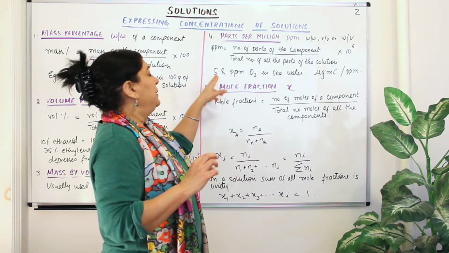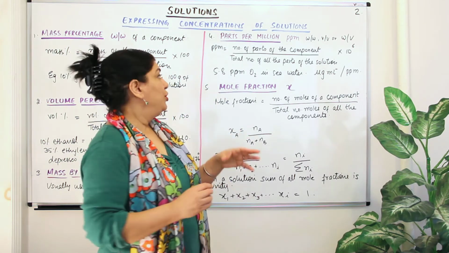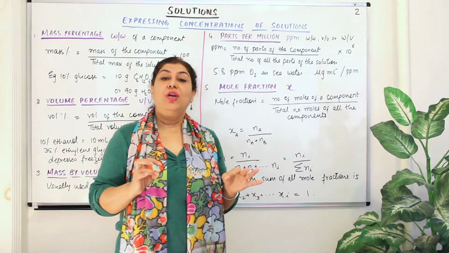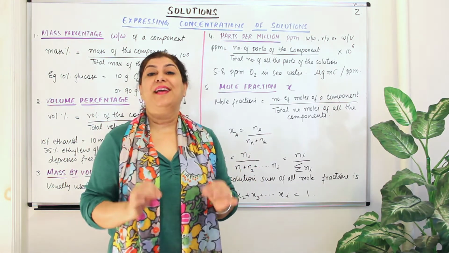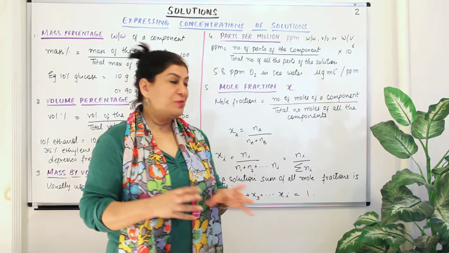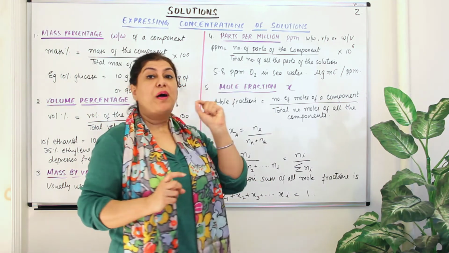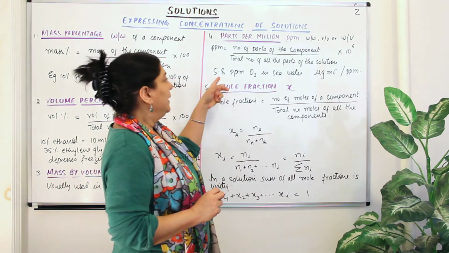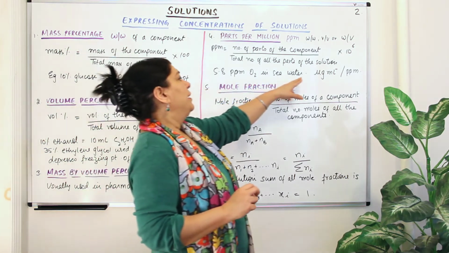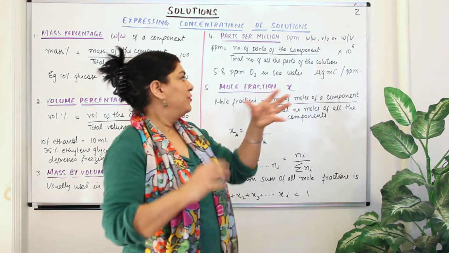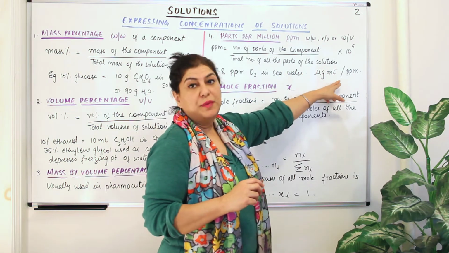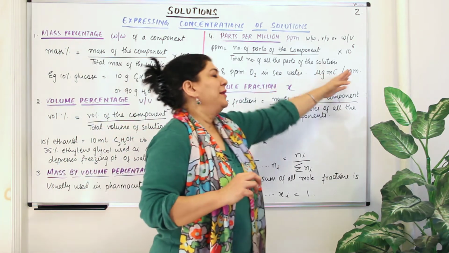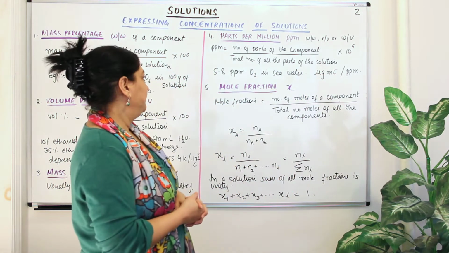Now, example, in the sea water, you have about 5.8 parts per million of dissolved oxygen, which is responsible for aquatic life. Life in the ocean is possible because of this 5.8 parts per million of oxygen present in the ocean. And another way of writing it would be micrograms per milliliter, which would also be parts per million.